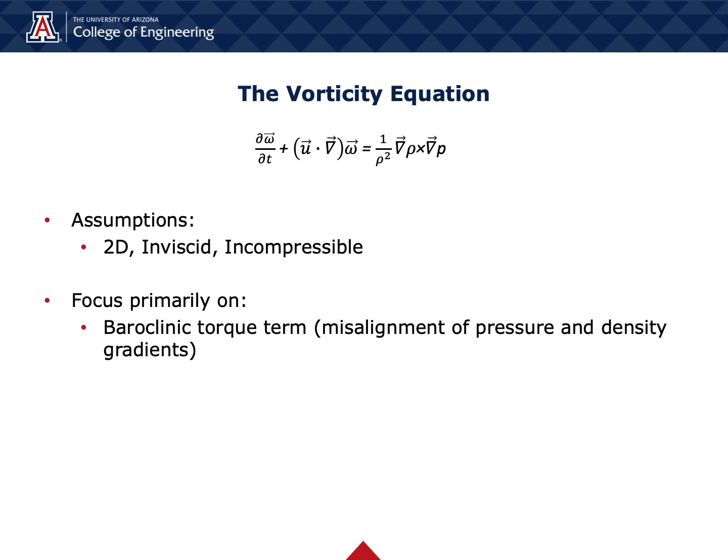Here I have listed the vorticity equation. A few assumptions have been made to simplify the equation, including a 2D inviscid and incompressible assumption. This will leave us with only a baroclinic torque term, which governs the Rayleigh-Taylor instability, seeing as how the instability depends on a pressure and density gradient.